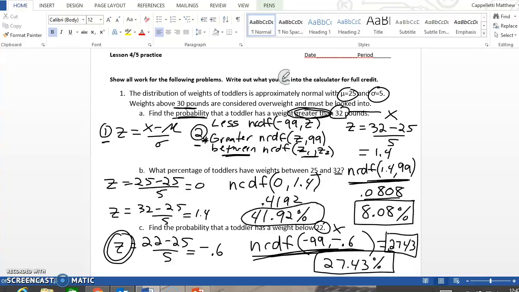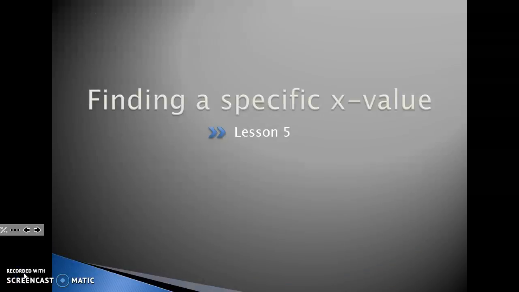I think it's page 9 or 10 we're going to look at. Okay, so it is page 10 in your notes. It says finding a specific x value. So let's talk for a second on what this means.